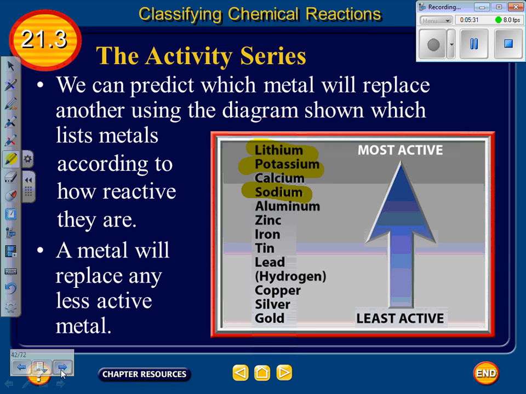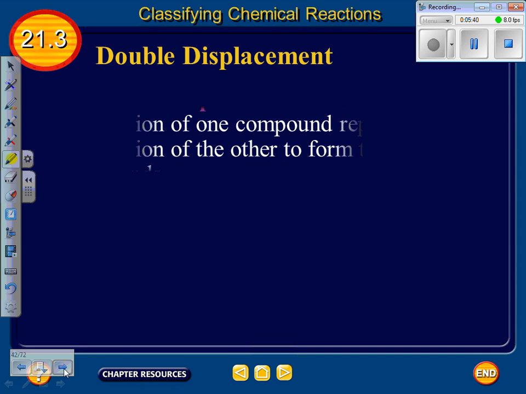A metal will replace any less active metal. What that means is that sodium will replace aluminum, aluminum will replace zinc, and so forth.